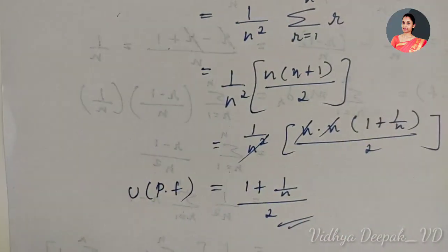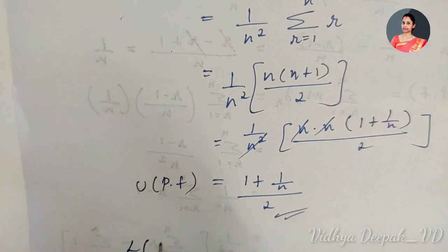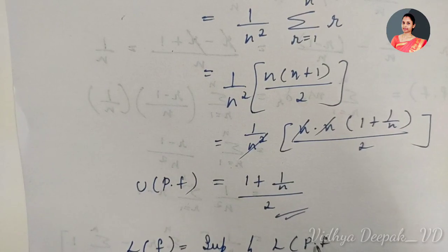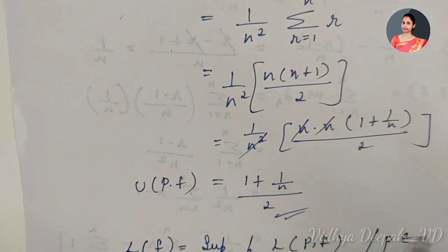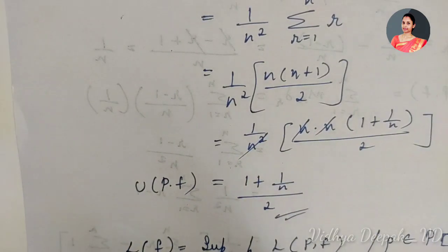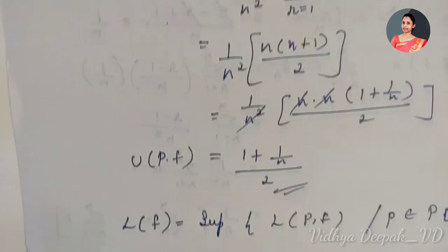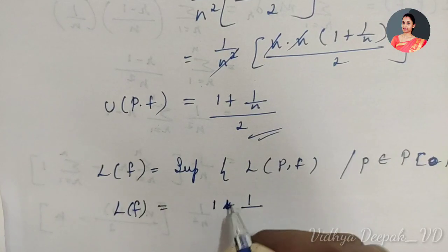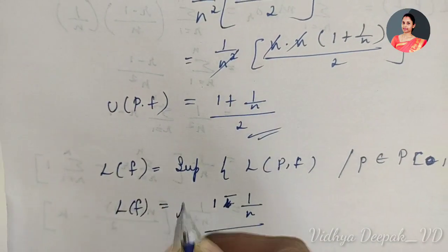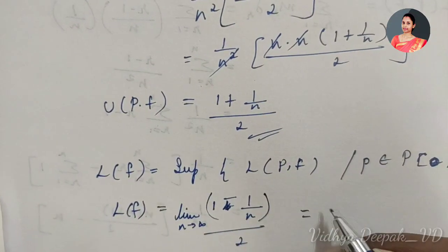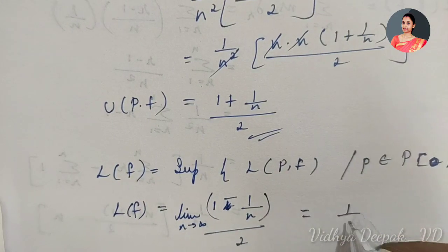Now in order to find LF, what is our formula? It is the supremum of LPF such that P belongs to P of A comma B. So here A comma B is 0 comma 1. Now substituting the value of LPF, what was the value of LPF? It was 1 minus 1 by n whole divided by 2. So we are applying the limit n tends to infinity. What do you get? This becomes 0, it is 1 by 2.